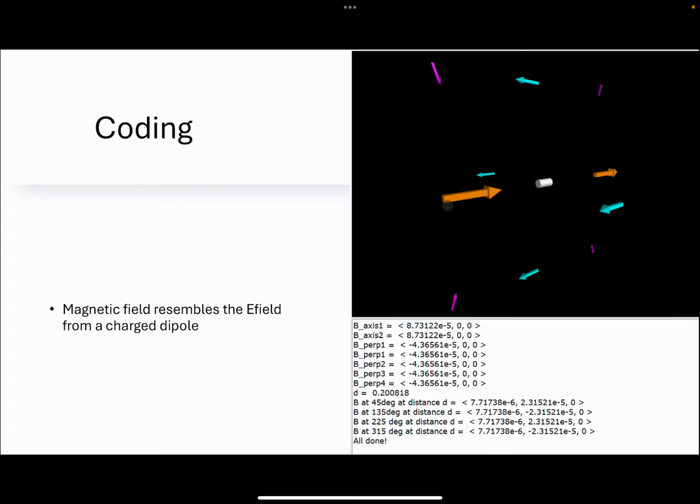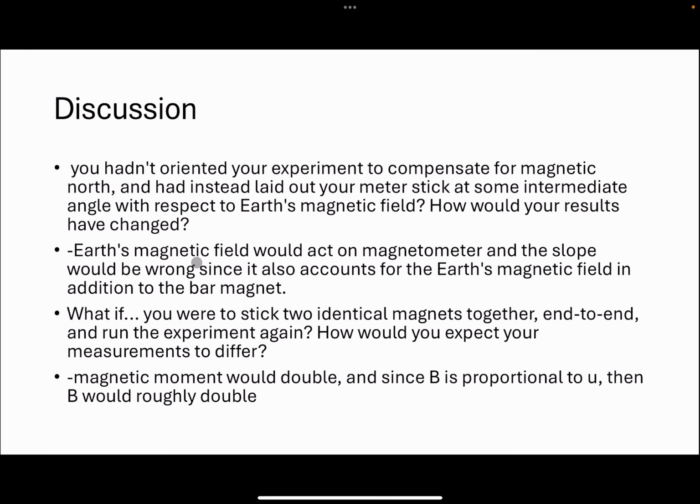And you can look at all of the magnitudes and axes here. But the main overarching theme, again, is that a magnetic field due to a bar magnet resembles the electric field from a charged dipole.